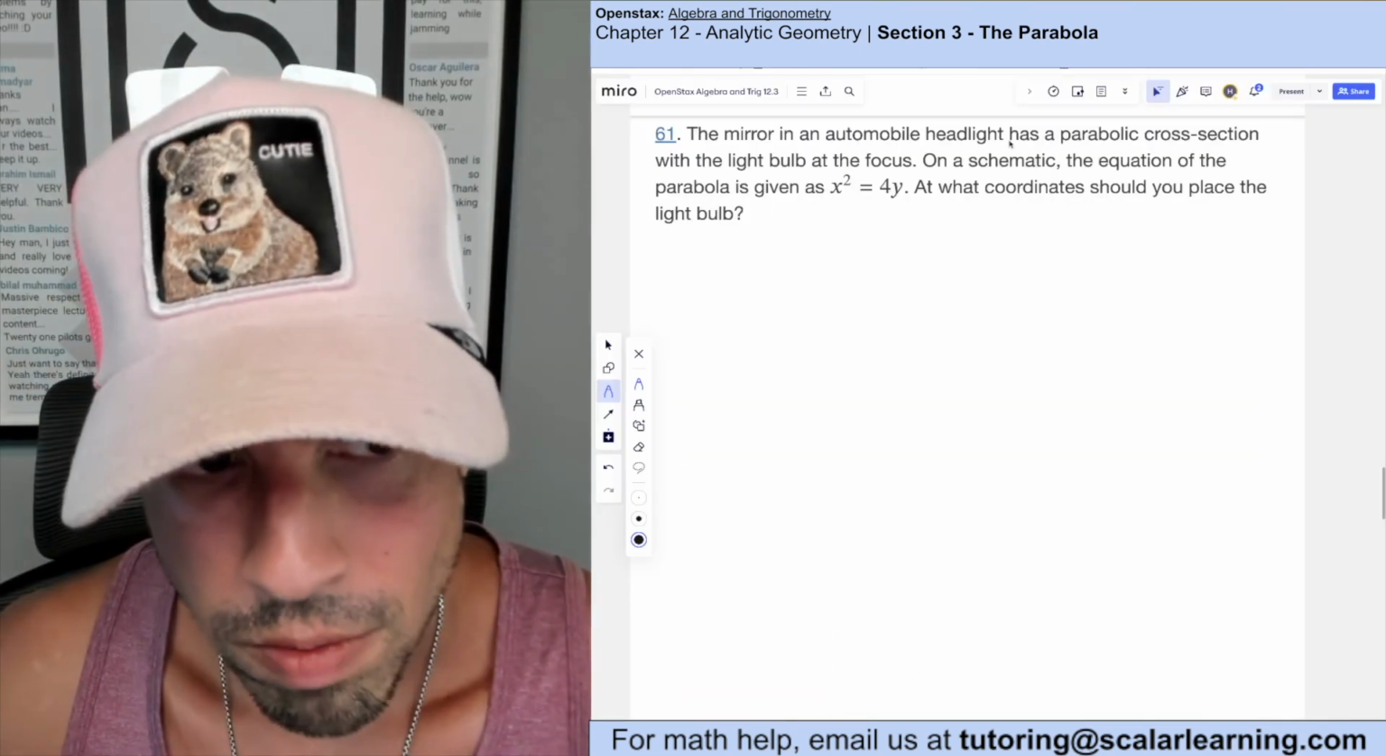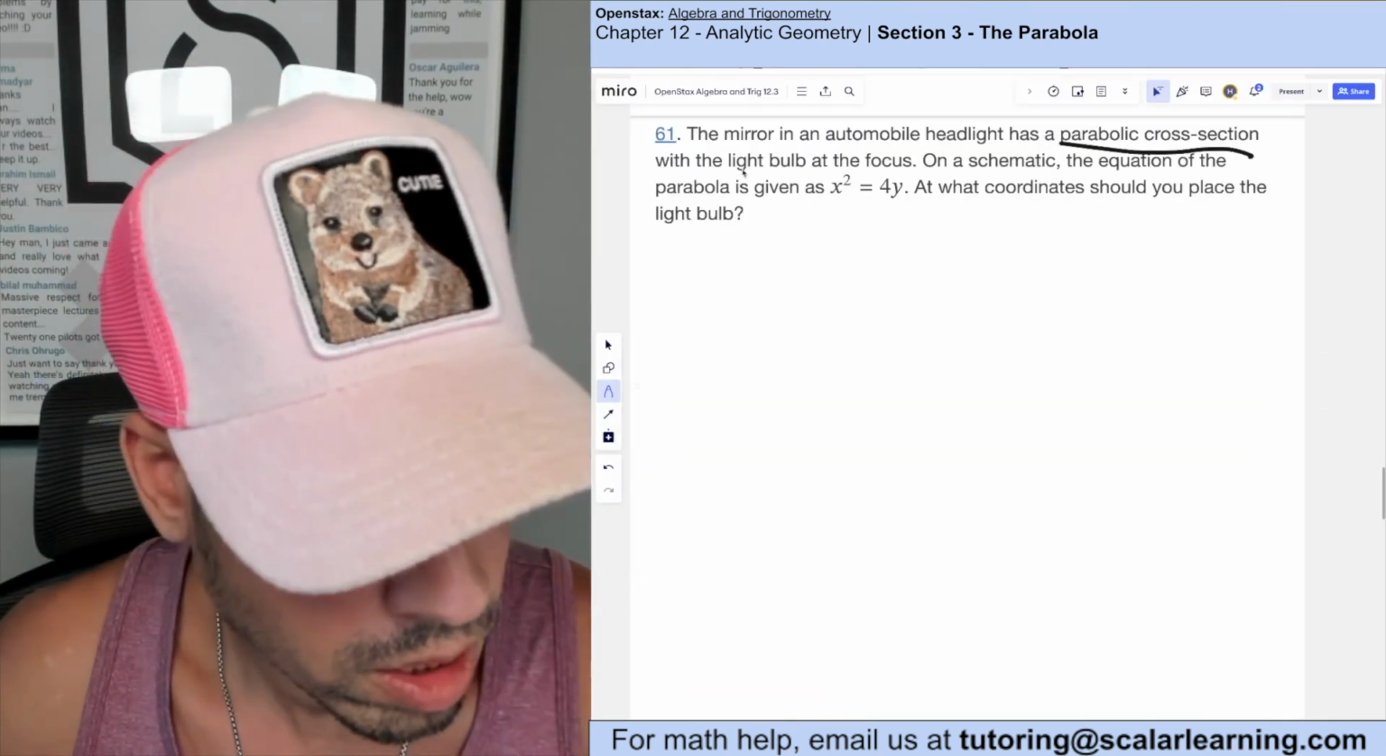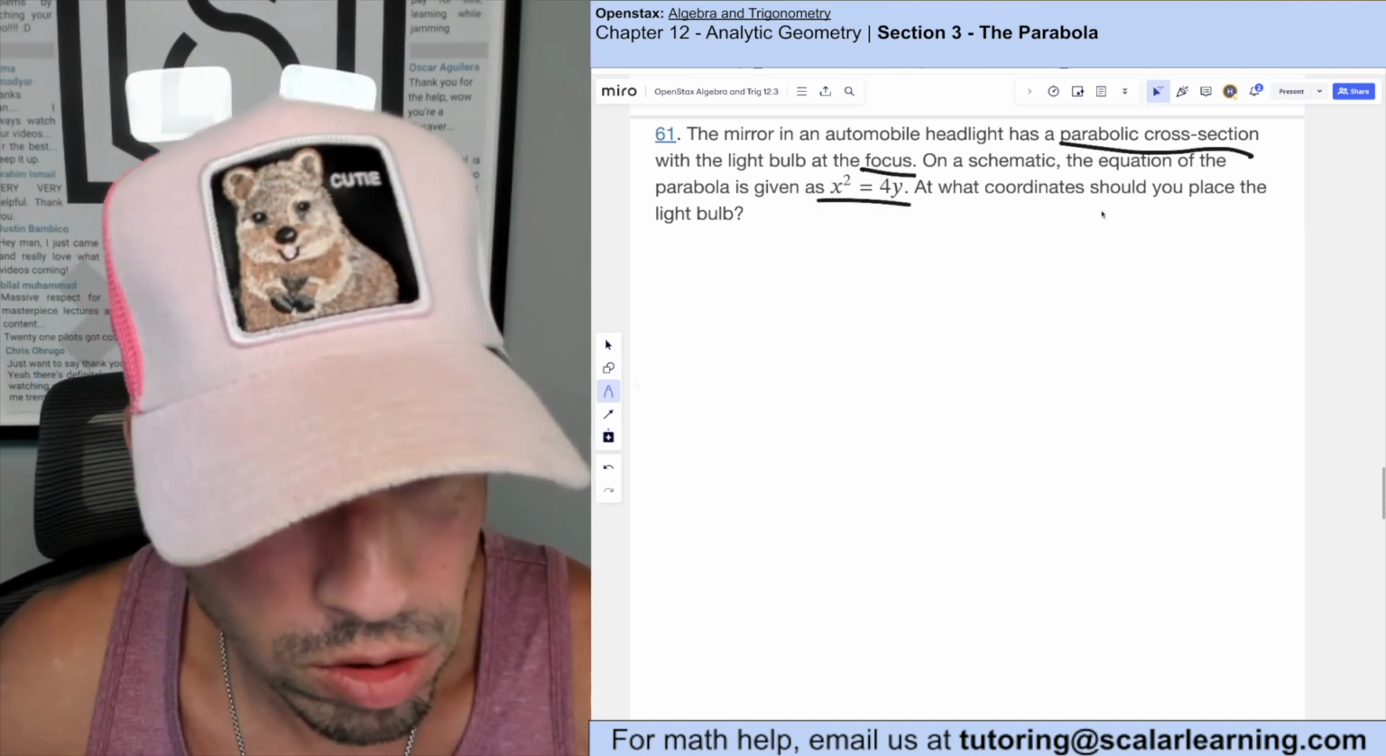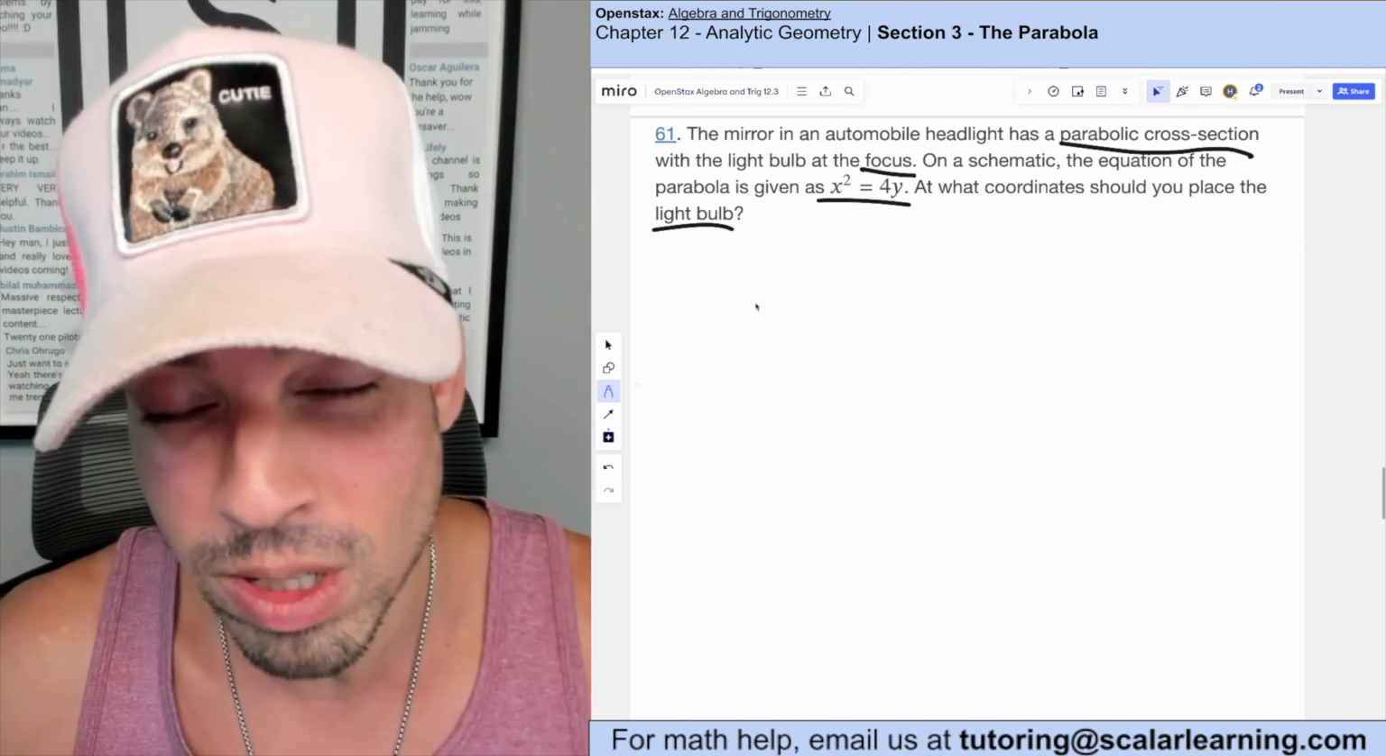Done. A mirror of an automobile headlight has a parabolic cross-section with the light bulb at the focus. On a schematic, the equation of the parabola is given as follows. At what coordinates should you place the light bulb? What are they really asking here?